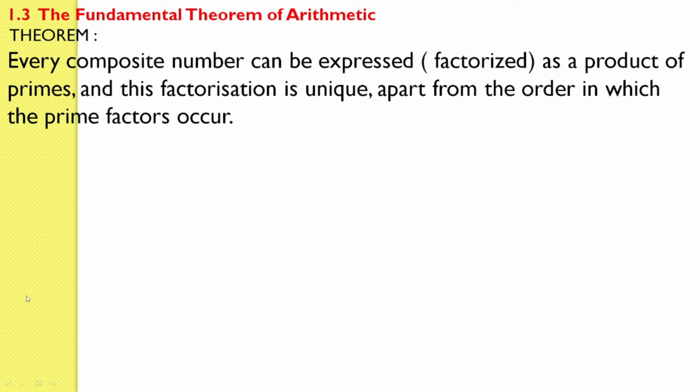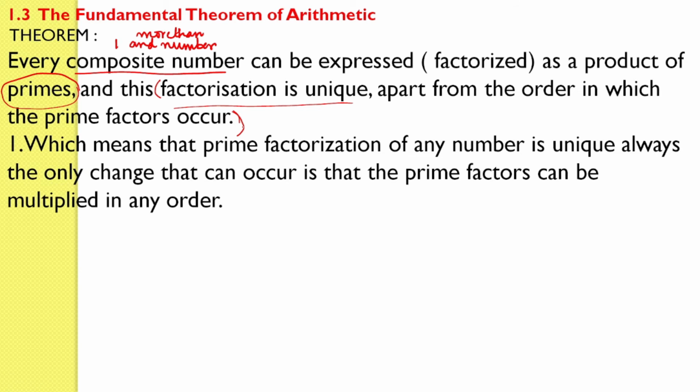So let us first see what a composite number is. A composite number is a number that has factors other than 1 and the number itself. So if it has factors other than 1 and the number itself, we call it a composite number. And every composite number can be expressed as a product of prime numbers, and this factorization is unique apart from the order in which the prime factors occur. We will look at the explanation of this in the next step.